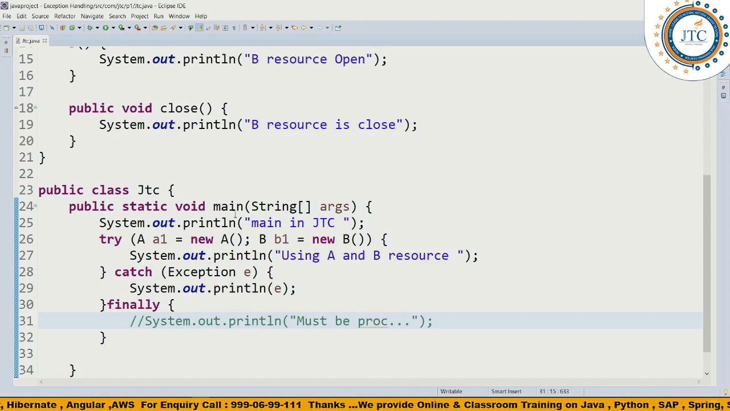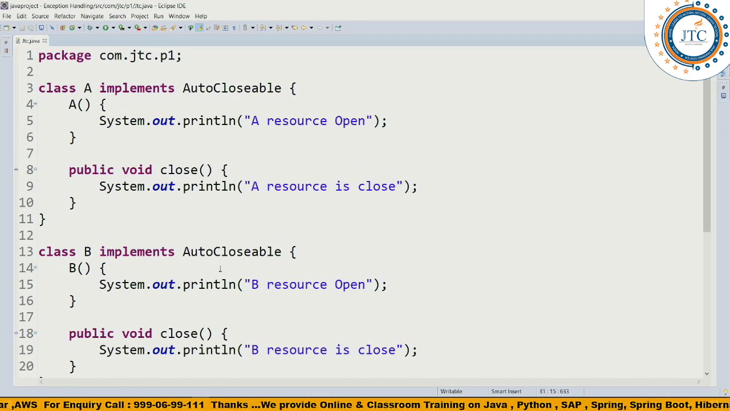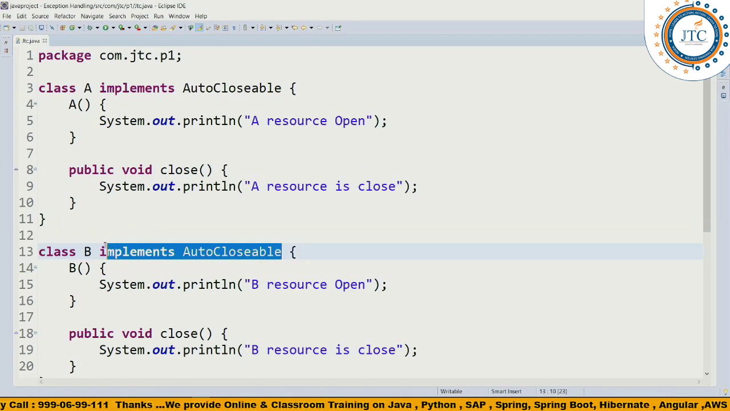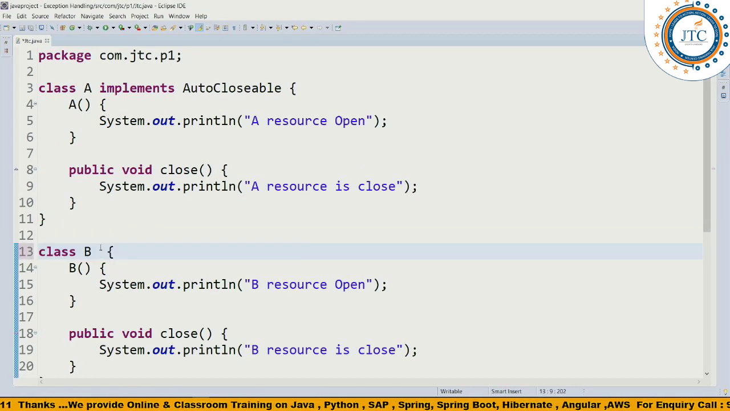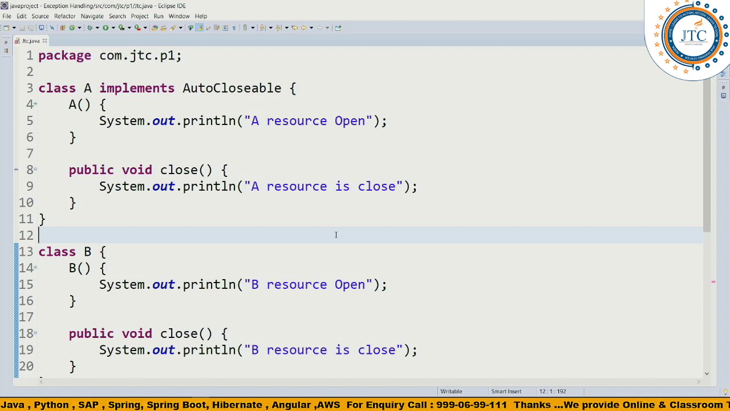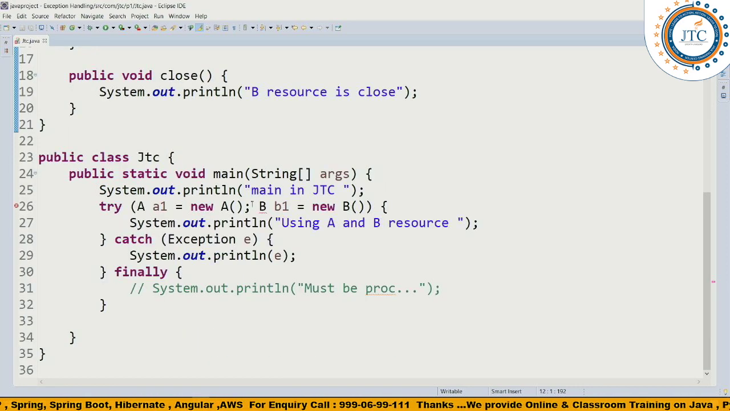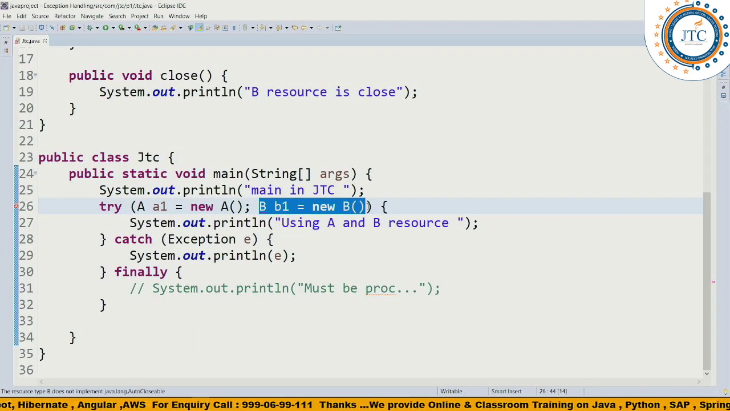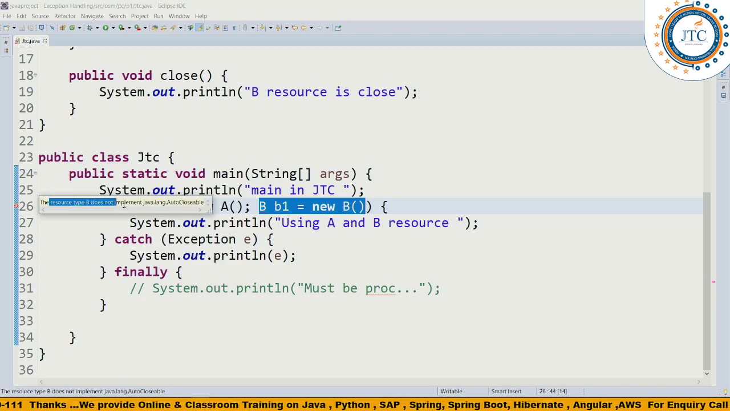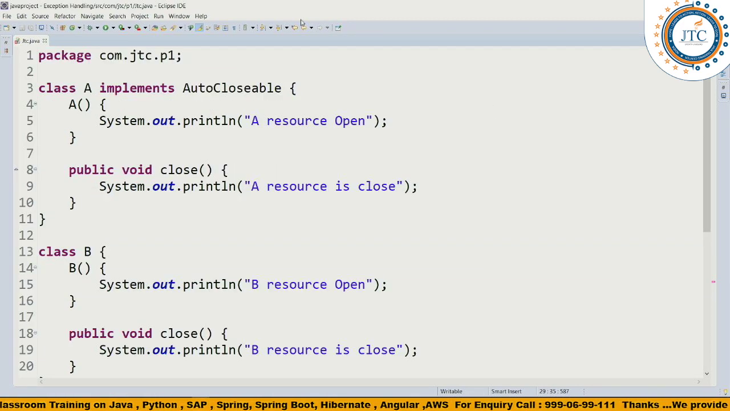Now remember one point. Suppose I remove the AutoCloseable interface from here, from class B. The moment I remove it, you will see it starts giving an error that B resource is not an implementer of the AutoCloseable interface. B type of resource is not implementing the AutoCloseable interface. So that is one important thing, guys.